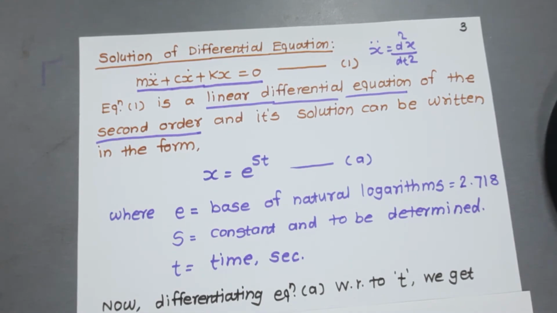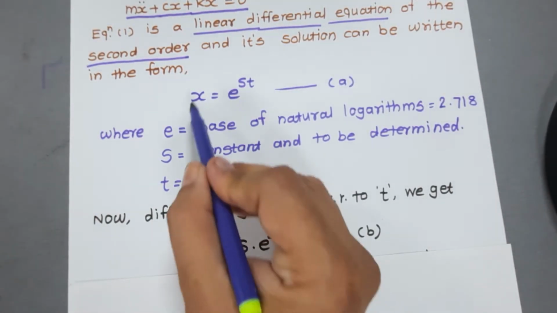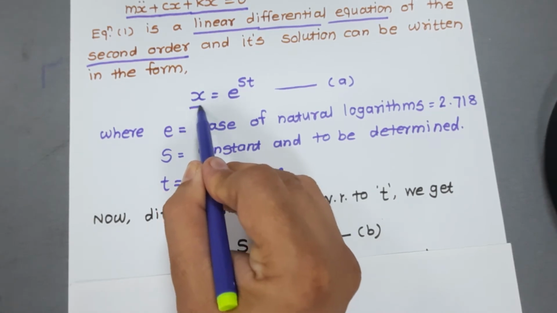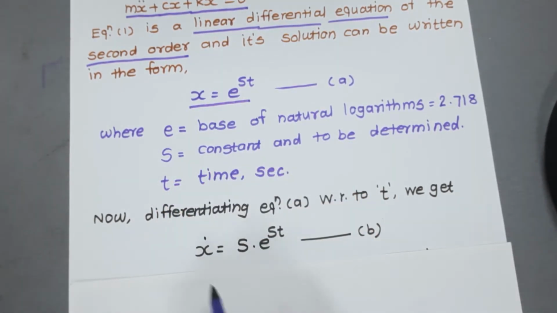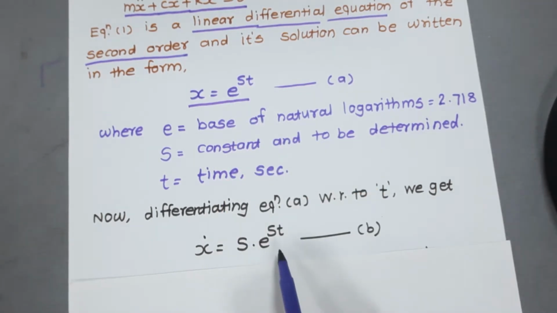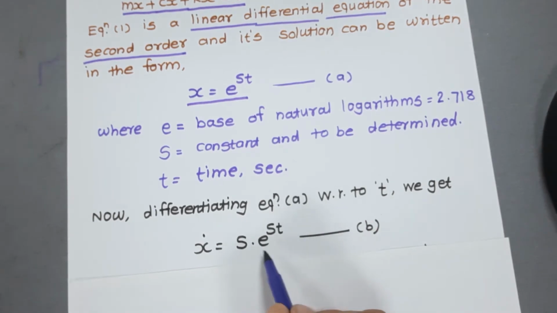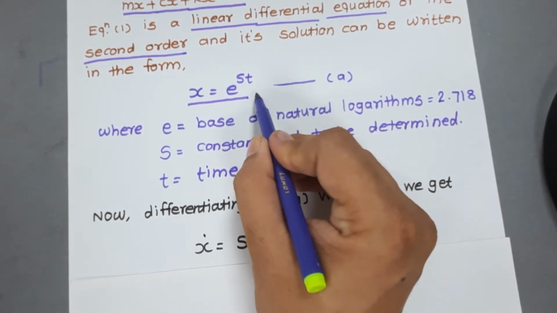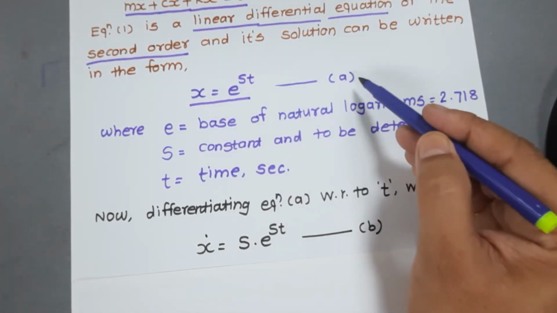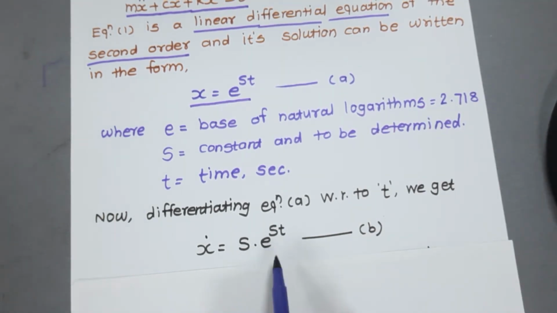Once we differentiate this equation x is equal to e raised to st with respect to time, we will get x dot is equal to e raised to st as it is, and then the derivative of st with respect to t is s. So we have a differentiated equation, equation A. We will get the equation x dot is equal to s into e raised to st.